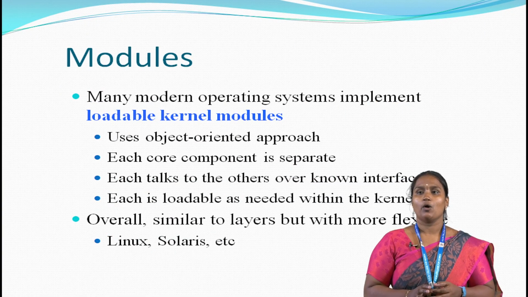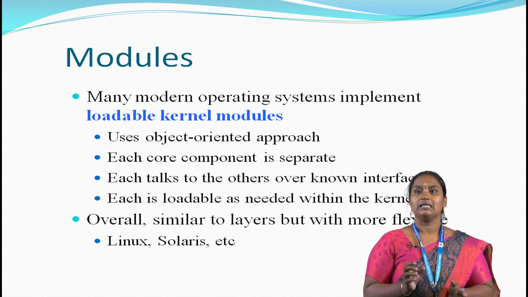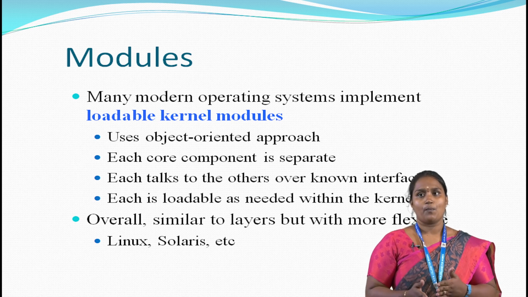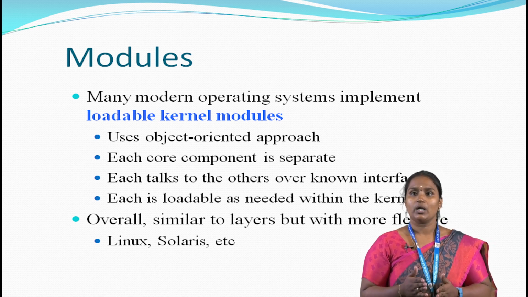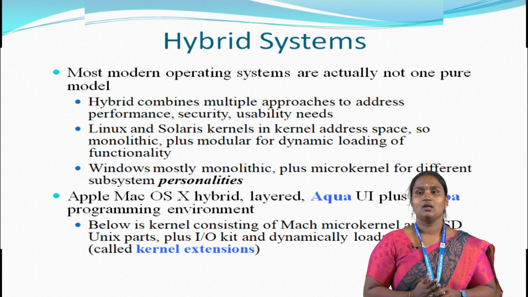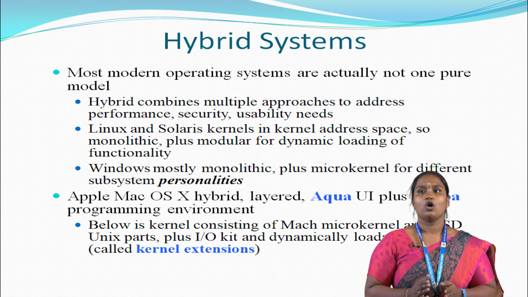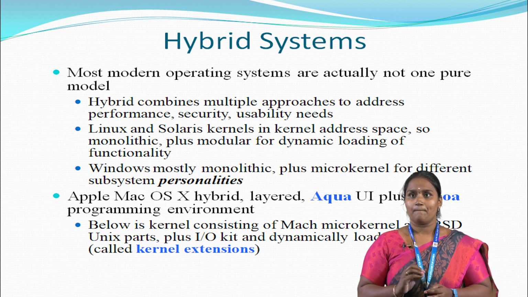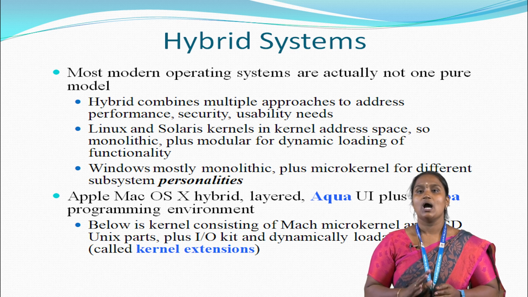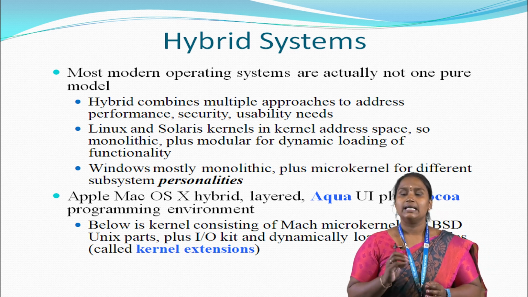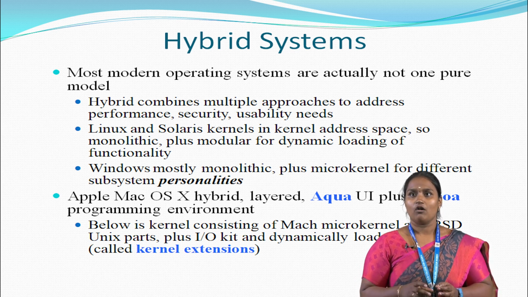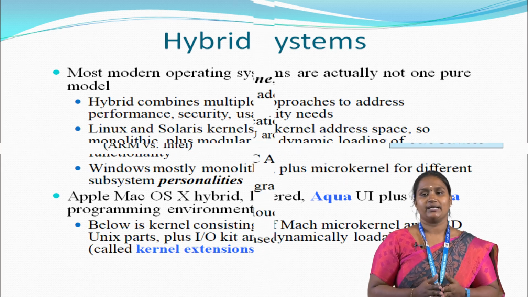Modules. Many modern operating systems implement loadable kernel modules, using an object-oriented approach. Each core component is separate, and each is loadable as needed within the kernel. Example: Linux, etc. Hybrid systems: most modern operating systems are actually not one pure model. Hybrid combines multiple approaches to address performance. The Linux and Solaris kernels are in kernel address space, so monolithic, plus modular for dynamic loading of functionality.